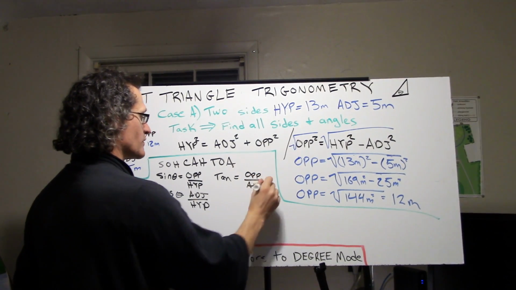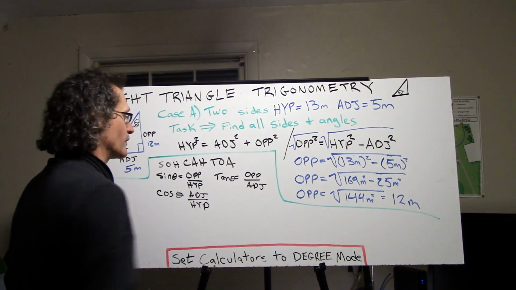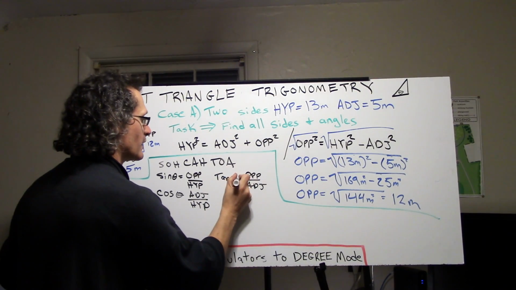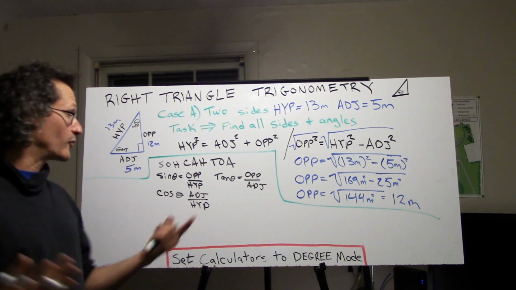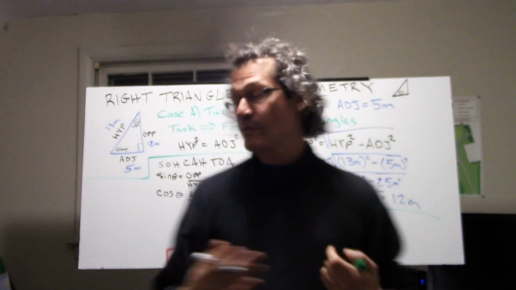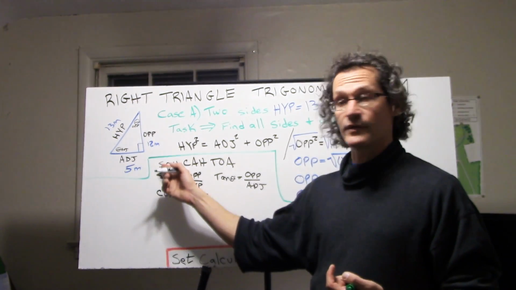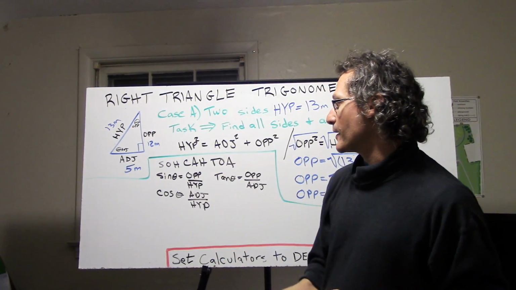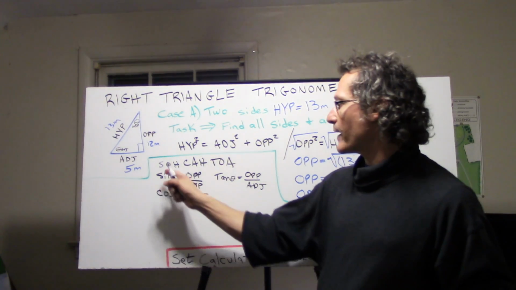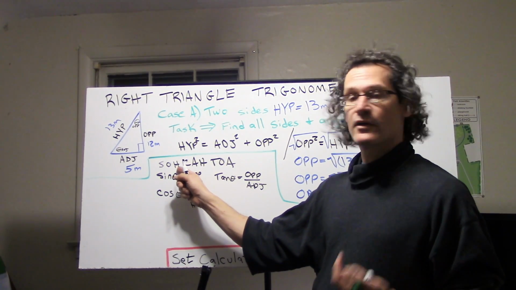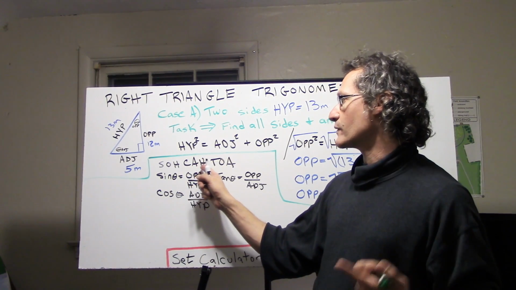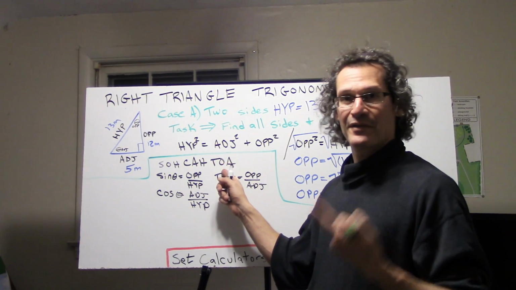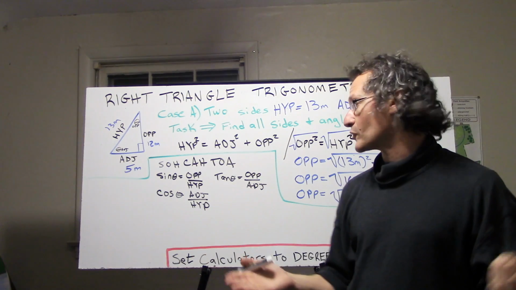These are ratios, and I need to put the angle in there like that. Tangent theta. Remember, we learned theta from before as a Greek letter. It symbolizes angle. And so we can use this because we have all sides. We have the opposite side, we have the hypotenuse, we have adjacent. We have all of them. It's terrific.